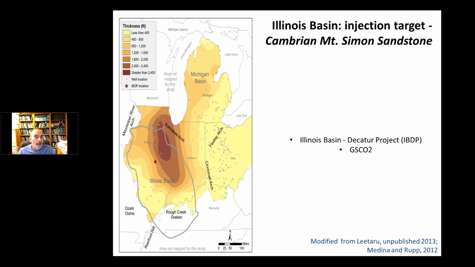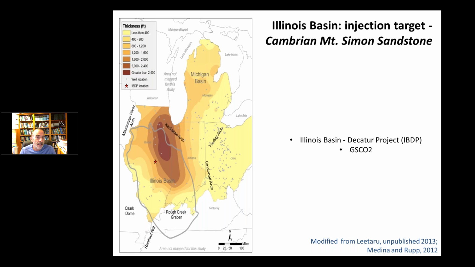Here's the Illinois Basin, and the injection target here is the Cambrian Mount Simon sandstone. It's, excuse me, a Cambrian sandstone that's got a total thickness, maximum thickness, somewhere up here of over 2,500 feet. Here's the test injection site down at Decatur, which we're going to talk about today. And this work has gone on through the IBDP, the Illinois Basin Decatur project, that basically drilled wells there and was responsible for the injection of CO2.